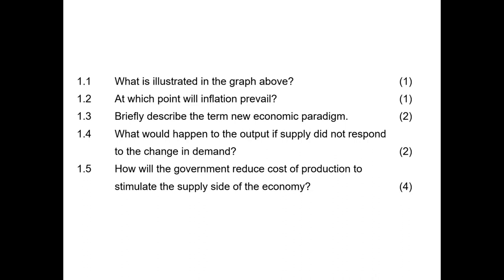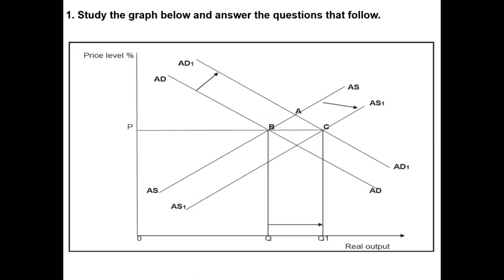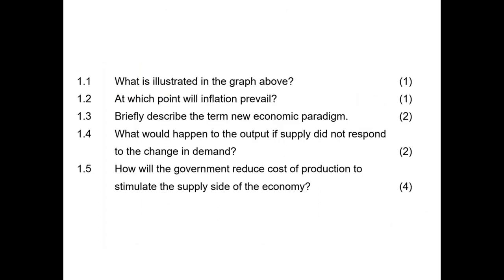What I did notice is that on the graph, if we go back here, in your learner workbook, it does actually say at the top of the graph what the topic is. So it says here data response, demand and supply policies. So not in the question itself, if this had been in the question paper, but in the booklet, the learner workbook, you find some answers as well. So question 1.1, what is illustrated in the graph above?